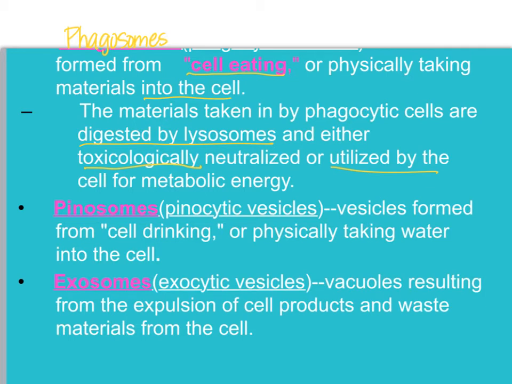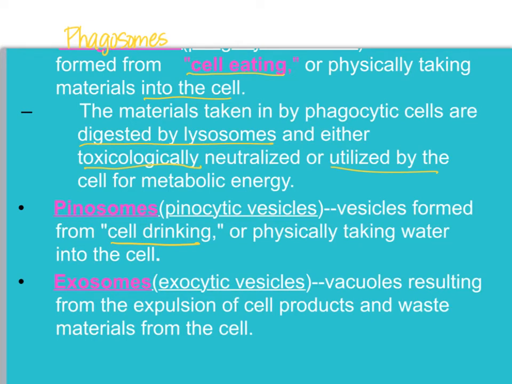Then you have pinosomes. So pino would be cell drinking. These are also vesicles. All these things look very similar. They look like little circles. So this is going to be drinking, like water and solutes, like salt water, for example. This would be the cell taking in a large pouch of water.